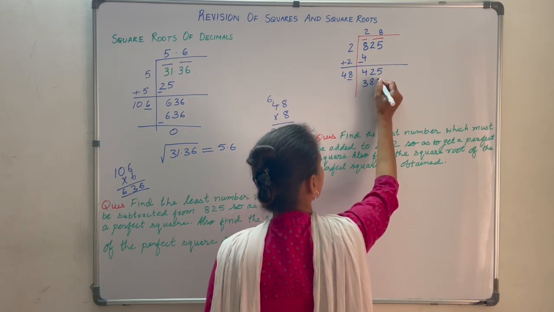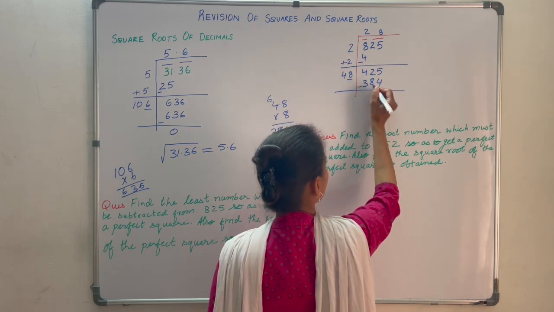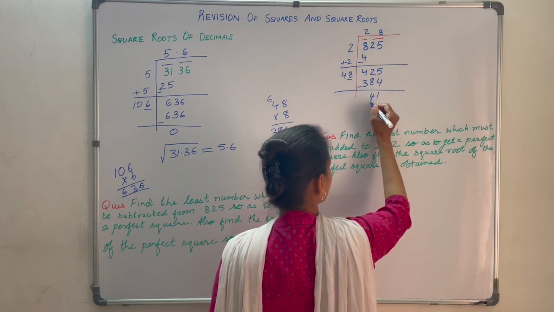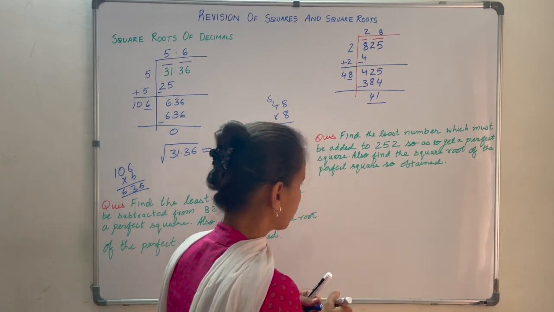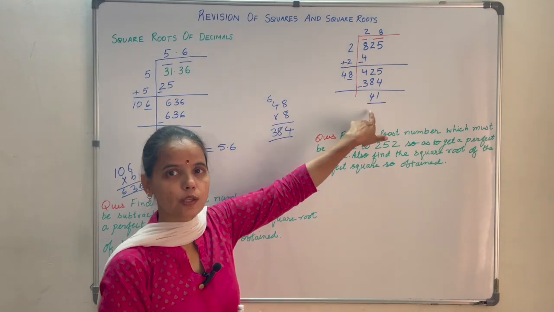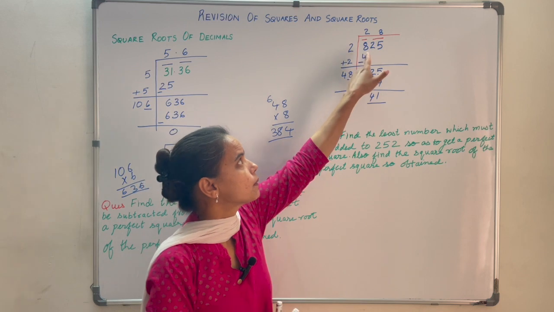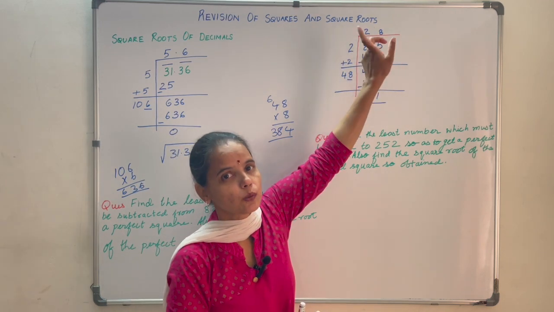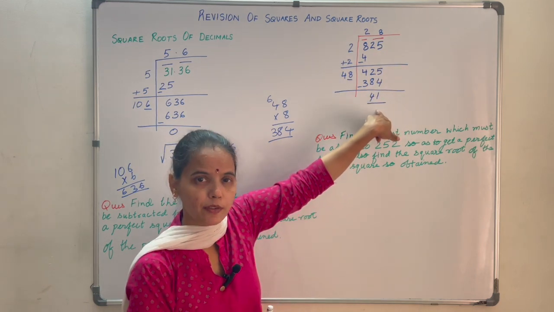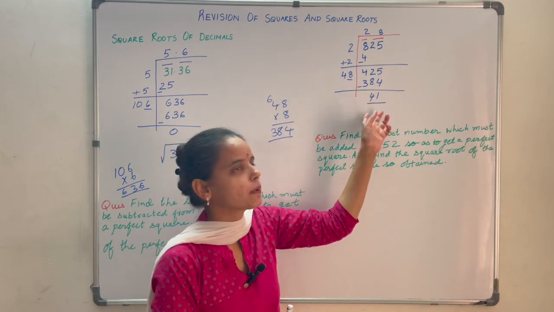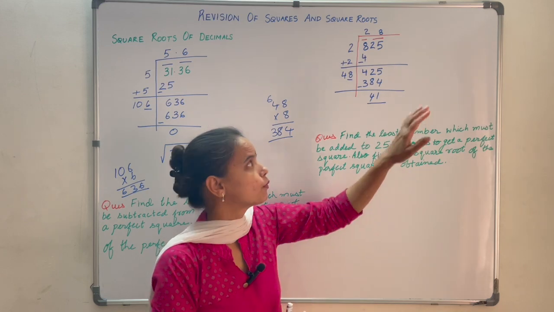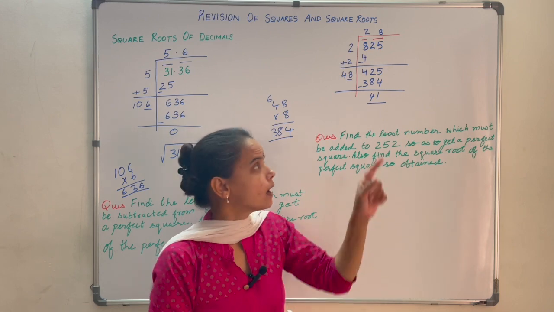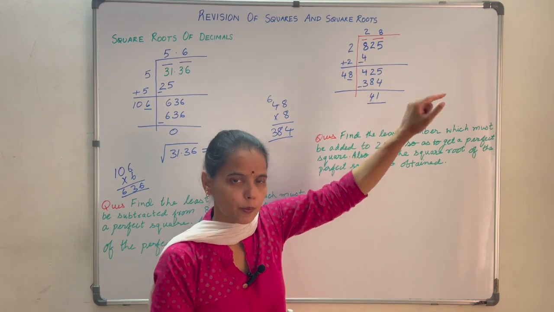384. Now you need to subtract. So 5 minus 4, 1. 12 minus 8 is 4. So you got the remainder as 41. If it was 0 here, that means the number given over here is a perfect square of the number which you write here in the quotient. But this has a remainder. That means this much is extra. So you have to remove 41 from 825 to get a perfect square. And that will be a perfect square of 28.